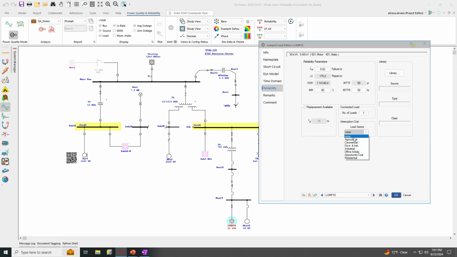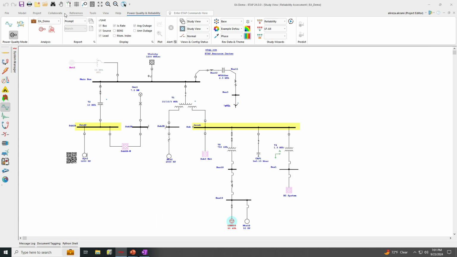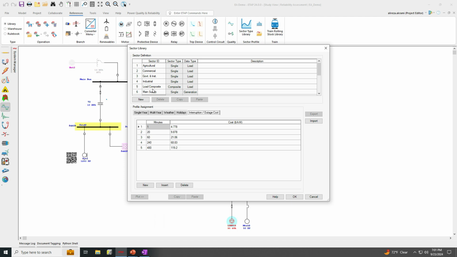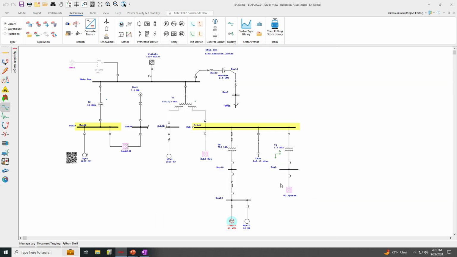And then for those elements that are like the load points of your system, you have this interruption cost here. So you can define the load sector, and then from the sector type library here, if you go to interruption or outage cost, for each sector ID, you can define a cost function based on the duration of interruption. So this cost function could be either the opportunity cost if you are a manufacturer, or it could be the penalty cost or E-cost if you are the power generation unit. And then based on the reliability incidence of the system, that E-cost is internally calculated and used in the economic analysis study.